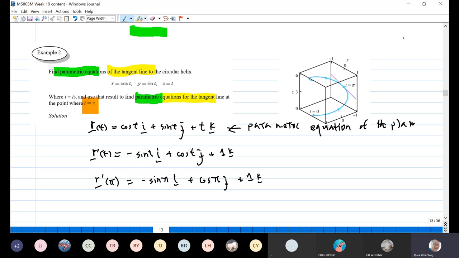I know sine pi is equal to 0, so you don't need to worry about sine pi, you get 0 here. Cosine pi happens to be minus 1. So this vector is actually minus j plus k. This is the direction of a tangent vector, okay? The vector tangent to the curve at t equal to pi is minus j plus k.